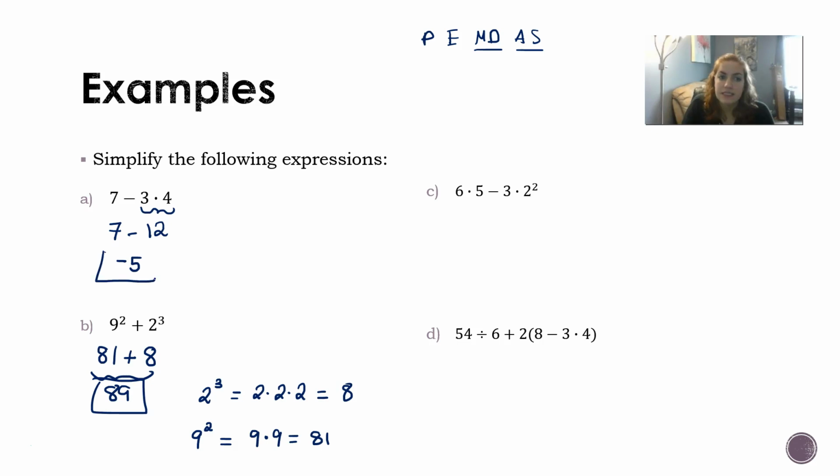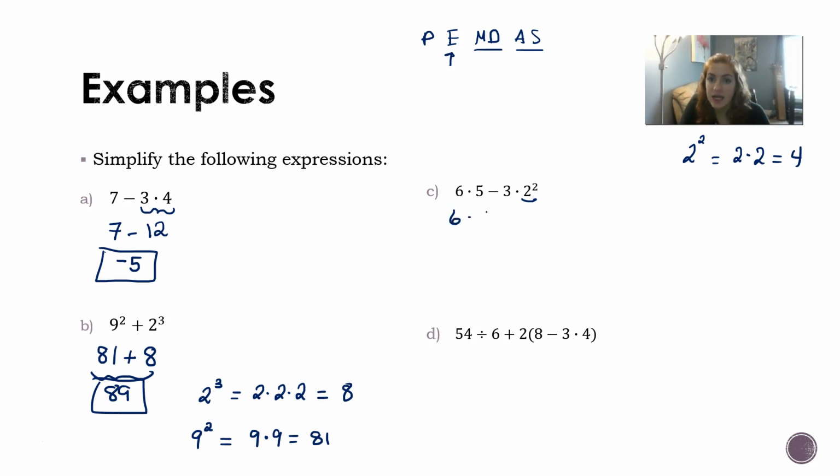So let's go over to C. So there's a little more going on in C. So we have multiplication, we have subtraction, we have some more multiplication, and we have an exponent. So what should we do first? Should we do the multiplication, the subtraction, multiplication, or exponent? Well, what comes first? Well, there's no parentheses, so we move on. There is an exponent, so we should do that next. So let's go ahead and simplify 2 squared. 2 squared. The 2 indicates you should multiply the 2 by itself, which will give you 4.